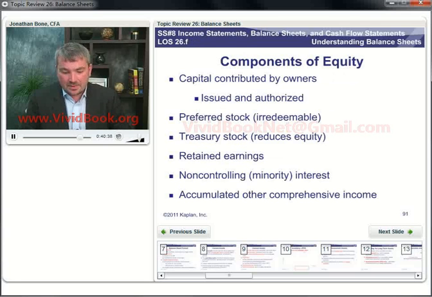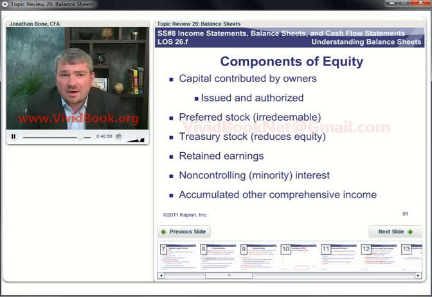Right, a new LOS at last. Describe the components of equity. So our components of equity tend to be described as capital contributed by owners. And we split this into the issued shares, so the number of shares that have been issued, and we show them at par value and additional paid-in capital.